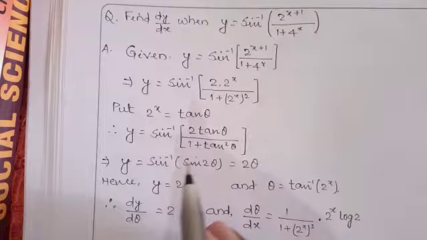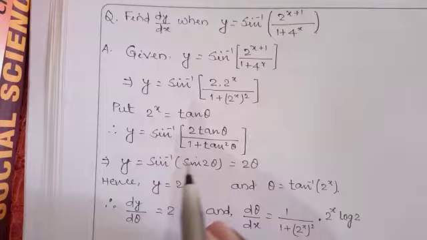2 to the power x plus 1 should be written as 2 into 2 to the power x, and 4 to the power x is (2 to the power x) whole square. So y is now sine inverse of 2 into 2 to the power x divided by 1 plus (2 to the power x) whole square. Now apply substitution and put 2 to the power x equals tan theta. So this question now reduces to y is equal to sine inverse of 2 tan theta divided by 1 plus tan square theta.